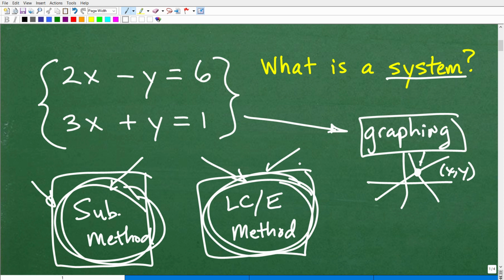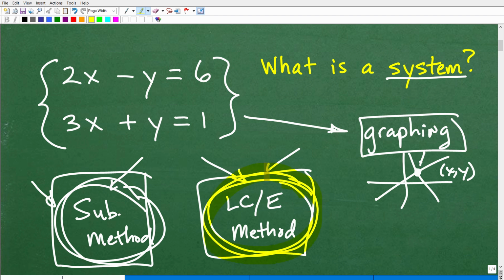Now, with that being said, if you know these two techniques, which technique do you think is better for this particular problem? If you don't know this, that's okay, but I'm just asking you this by looking at this system. What do you think? Would you do the substitution method or the linear combination method?